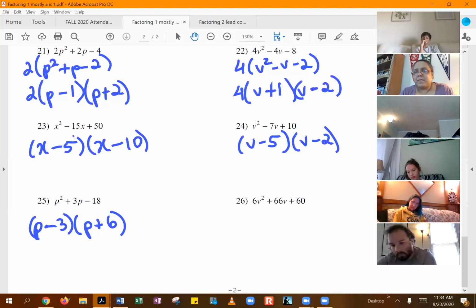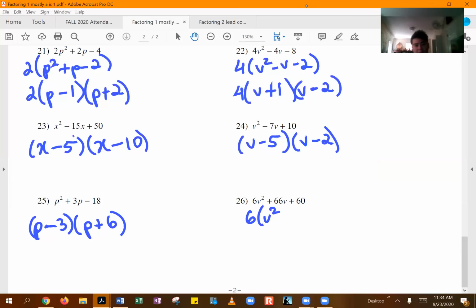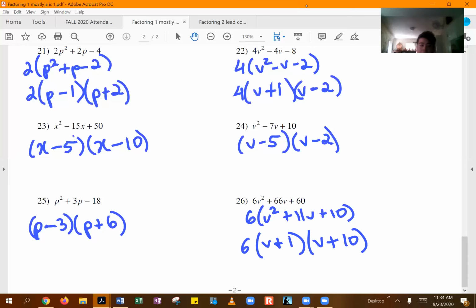So I factored out the 6 first. Okay. It leaves you with b squared plus 11b plus 10. And then you can factor that down to 6 on the outside with b plus 1 and b plus 10. Alrighty. Yeah, keeping both of them positive, 6 on the outside, and 10 times 1 would be 10. 10 plus 1 would be 11. All right, very nice, Angelo. Good job. Thank you.